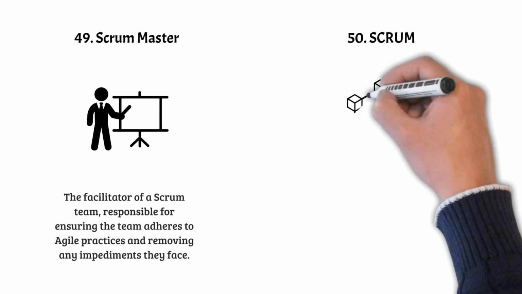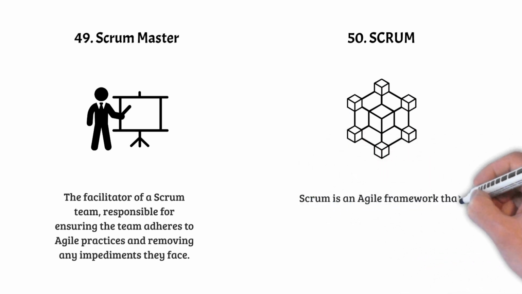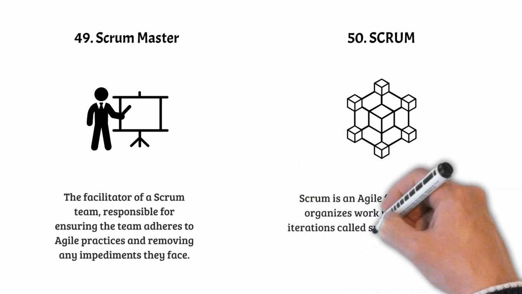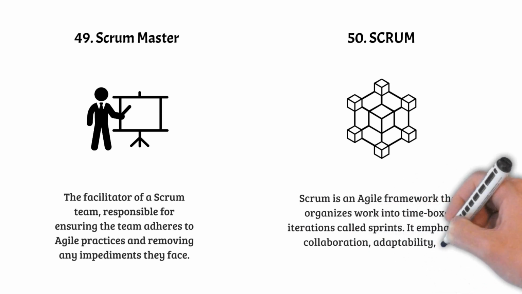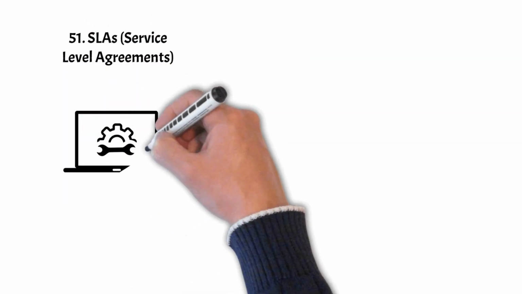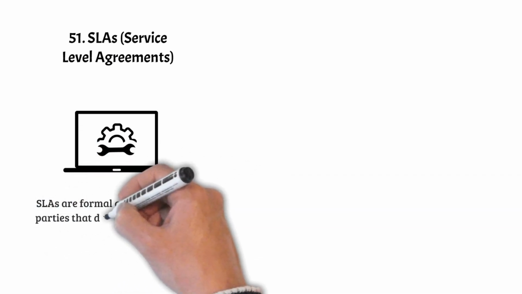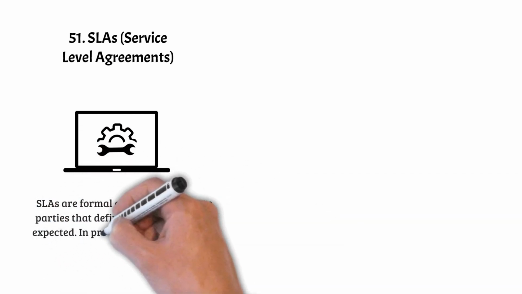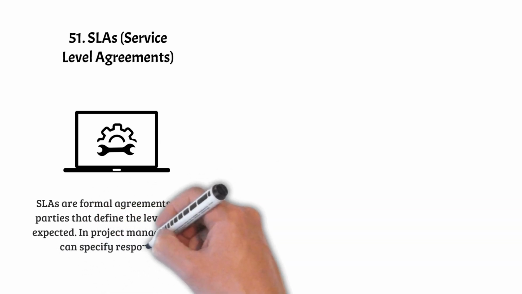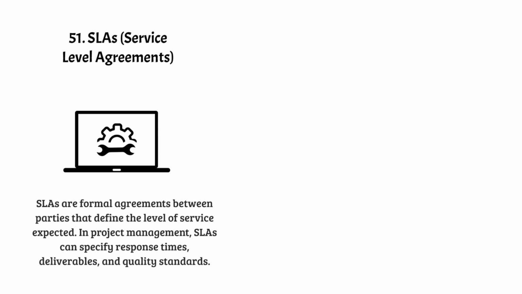50. Scrum. Scrum is an Agile framework that organizes work into time-boxed iterations called sprints. It emphasizes collaboration, adaptability, and continuous improvement. 51. SLAs, Service Level Agreements. SLAs are formal agreements between parties that define the level of service expected. In project management, SLAs can specify response times, deliverables, and quality standards.